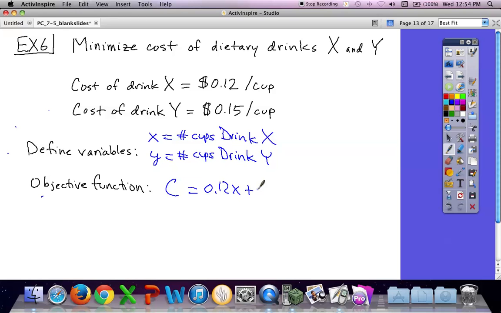0.12x plus 0.15y. Right? That way, however many cups of X that we pick, it'll be times 12 cents, which will be a cost for it. And then however many cups of Y that we pick times 15 cents per cup, that'll give us the cost coming from that. And you add them up, there'll be a total cost.